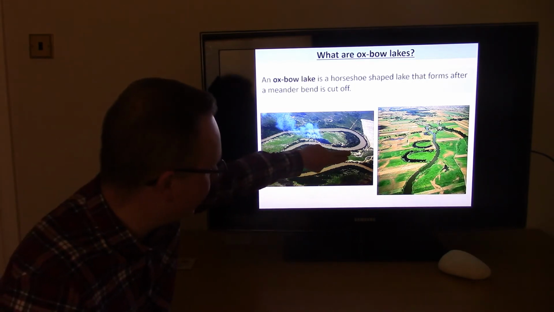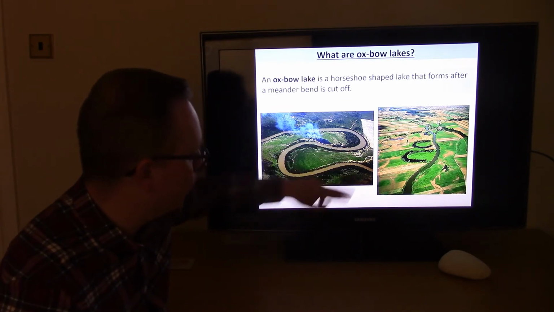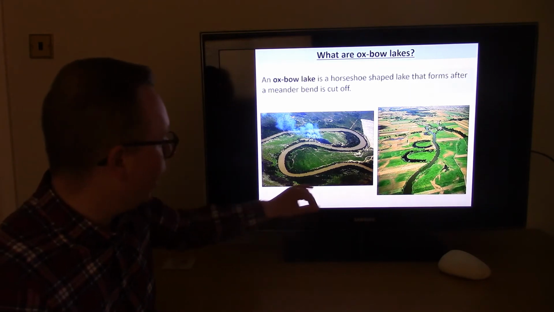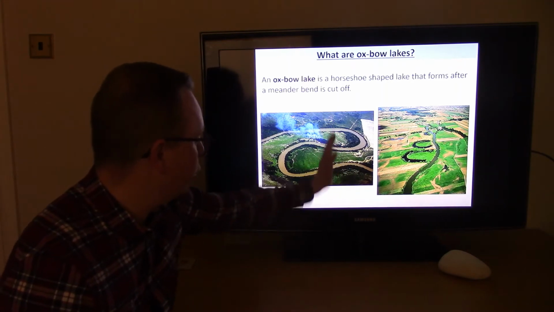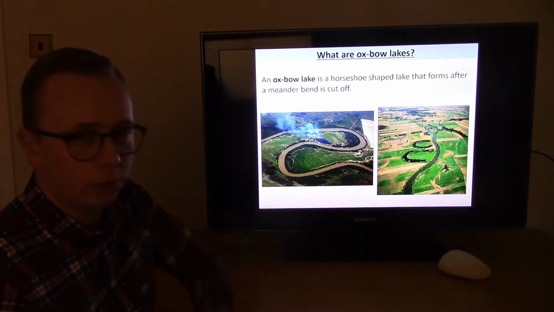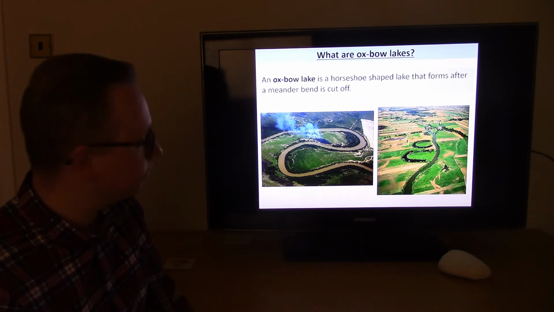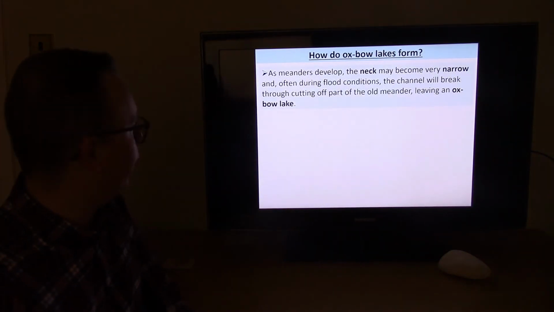This area here, this narrow area between these two bends, is the meander neck, and once this breaks through, eventually this loop will be cut off and will be left to form an oxbow lake. So let's take a look in more detail about how that happens.